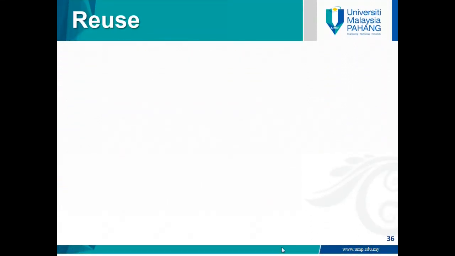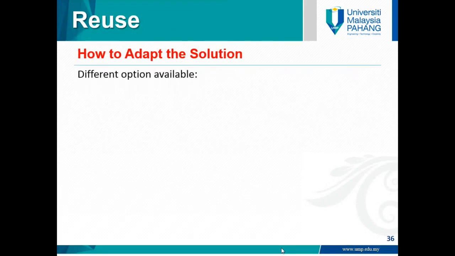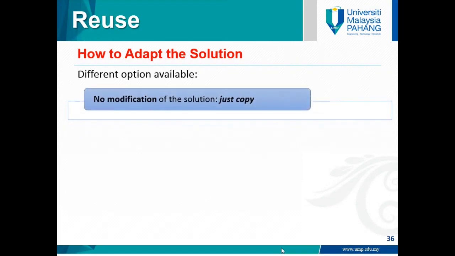So after retrieving the most similar cases to the new problem from the case base in the case retrieval phase, the reuse cycle is activated with the aim of reusing the solution of the retrieved cases. But let us raise a question here. How to adapt the solution? In adapting the solution, we have different options available for us.